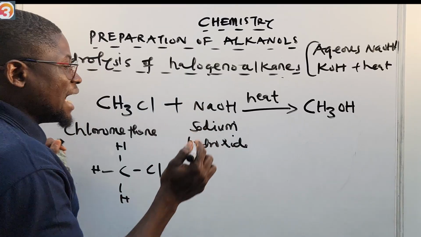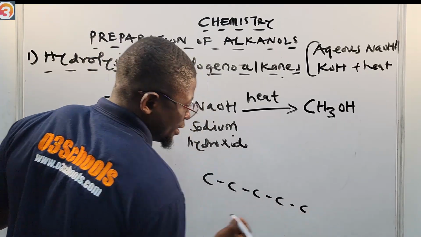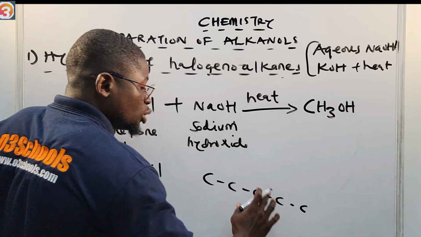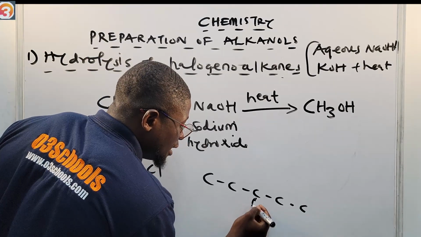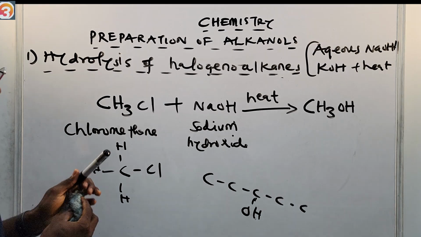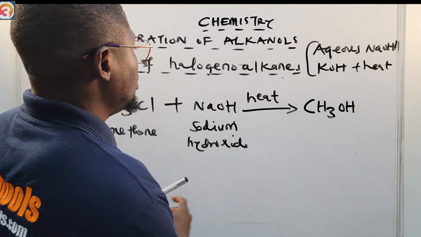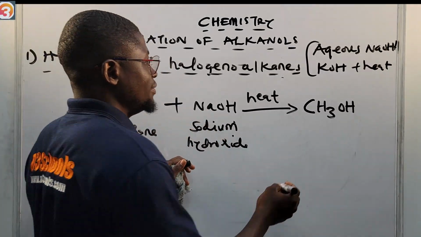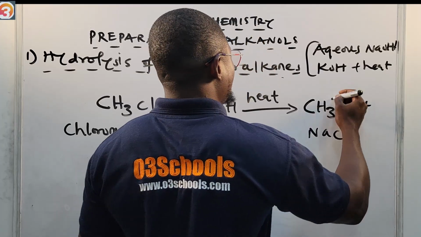So if we now have, for example, 5 carbon atoms, 1, 2, 3, 4, 5, and the halogen is here, that means that once you are forming the alcohol, the position of the OH group will still be where that halogen is. You get? I'm just trying to bring out that point, so you have to take note of that. So this is our methanol, then another product that will be left, NaCl.